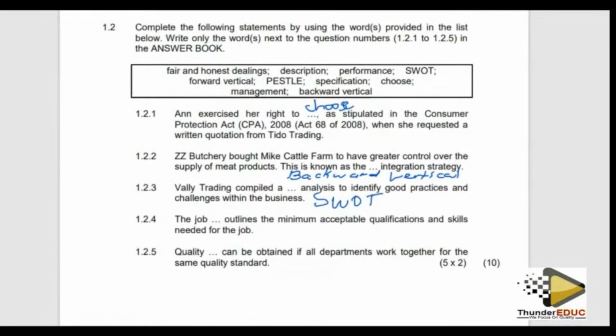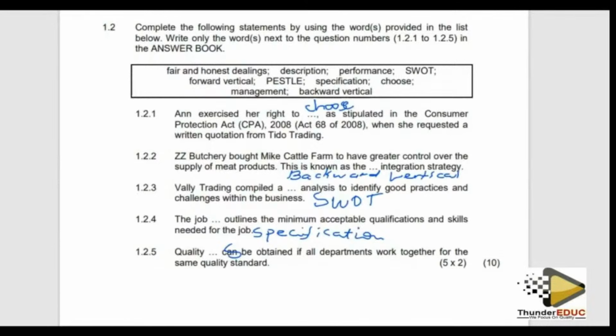So meaning here, we have specification as our appropriate answer. Okay, right.